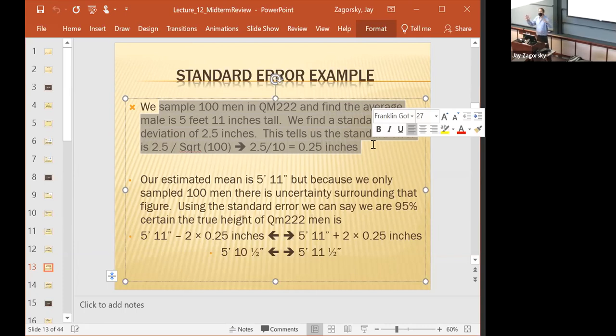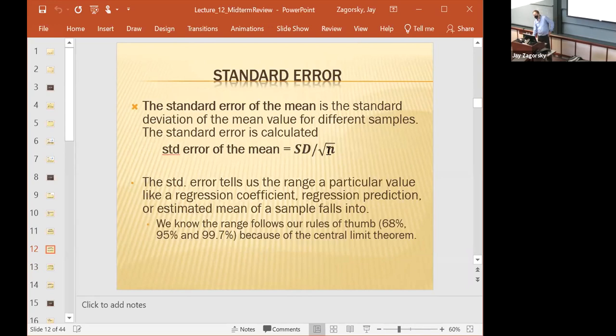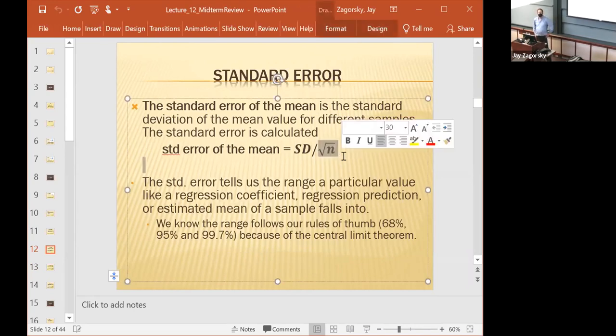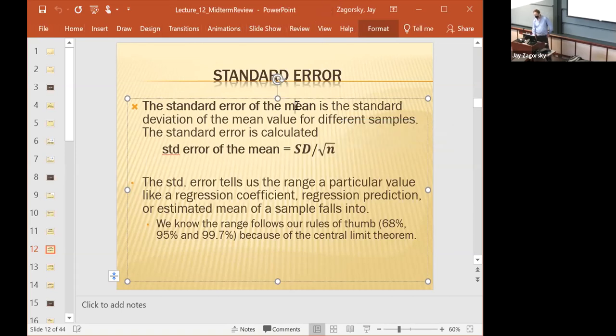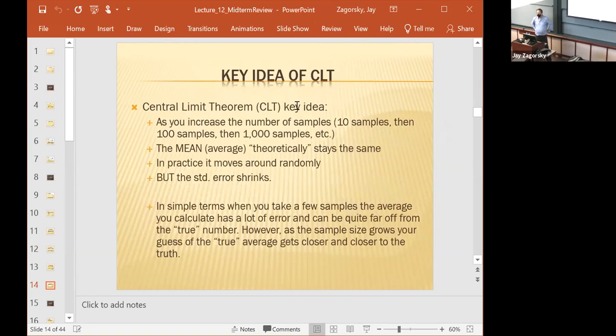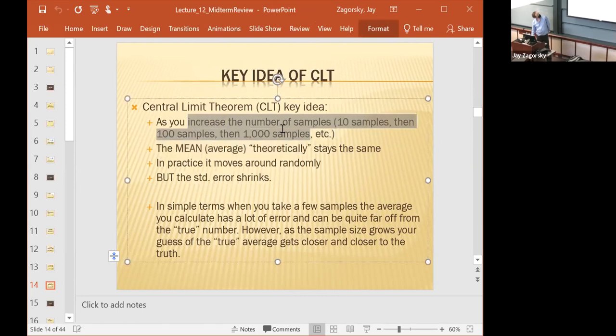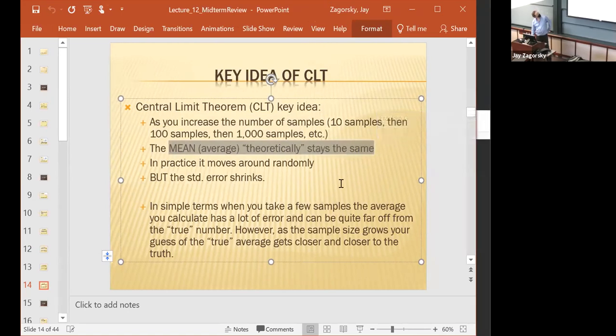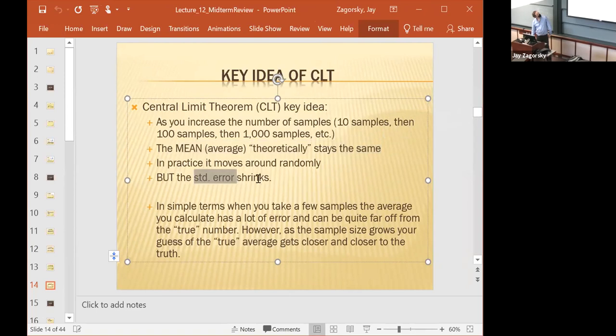How do you get reduced uncertainty in any poll or survey? Make N bigger. Sample more items. When you sample more items, you divide by the square root of N. So instead of sampling 100, sample 1,000. So there it is. As you increase the number of samples, 10 samples, 100, 1,000 samples, the mean stays the same. Central limit theorem. As you increase the number of samples, the mean stays the same, moves around, but the standard error gets smaller.